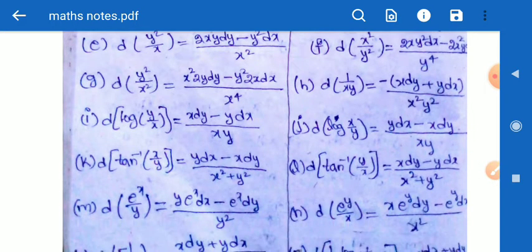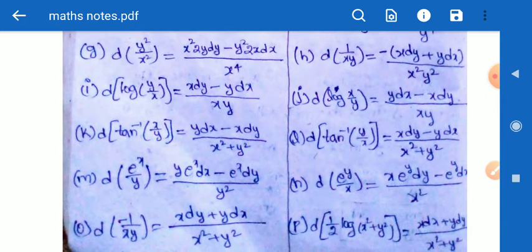Now k, d of tan inverse x by y is equal to y dx minus x dy by x square plus y square. Now l, d of tan inverse y by x is equal to x dy minus y dx by x square plus y square. Now m, d of e power x by y is equal to y into e power x dx minus e power x dy by y square.